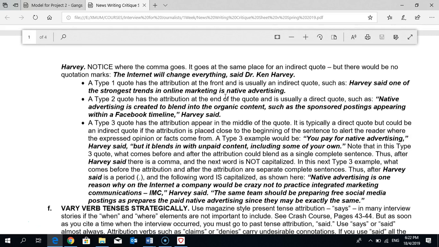Okay, so that's what I was trying to demonstrate there: that's still type 3, with the attribution splitting up 2 totally separate sentences. Any questions as I go along? Feel free to interrupt me.